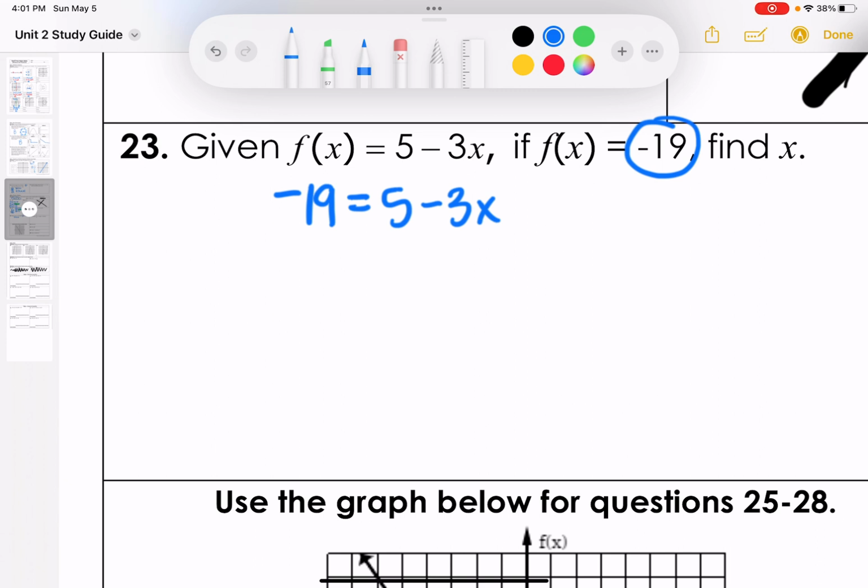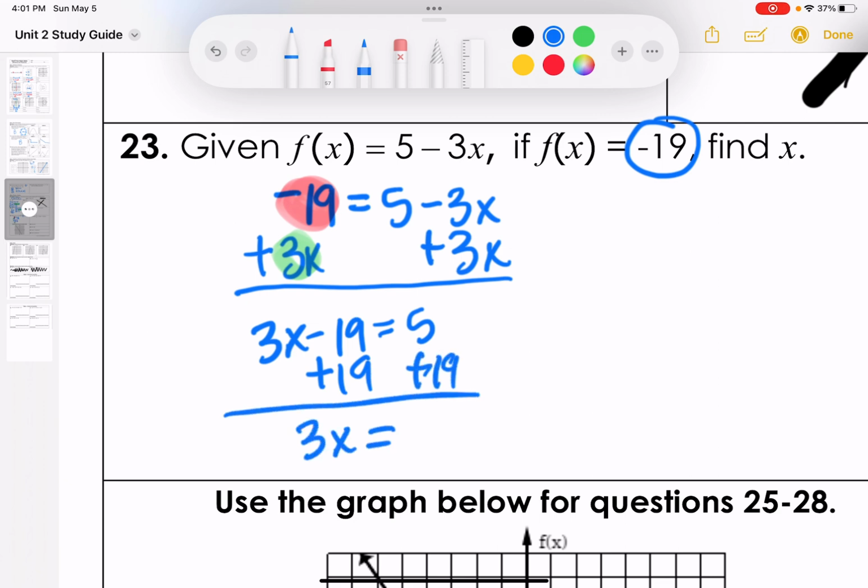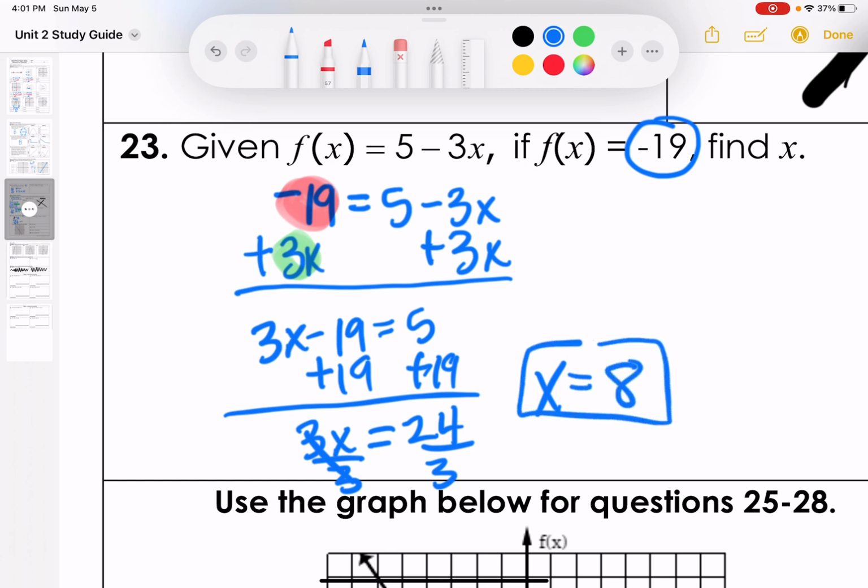So we want to get our letters onto the left side, so I'm going to add 3x to both sides. 3x and 19 are not like terms because 19 doesn't have an x, so I'm just going to put them beside each other. Now I need to get all my regular numbers on the right side, so I'm going to add 19 to both sides. And then I'm going to divide by 3. So x equals 8.